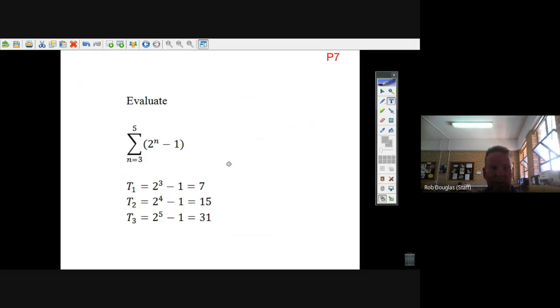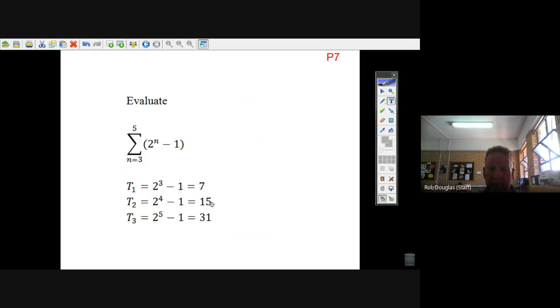Now, sometimes they're a little mean and they give you a question that is not an arithmetic progression, that is not a geometric progression, and you can't use the regular formula. Here's n equals 3 to 5. It's only a few terms. 2 cubed minus 1, well, that's 7. 2 to the fourth minus 1, you put in 4. That's 15. 2 to the fifth is 32. That's the last one we'll put in. Minus 1, it's 31.